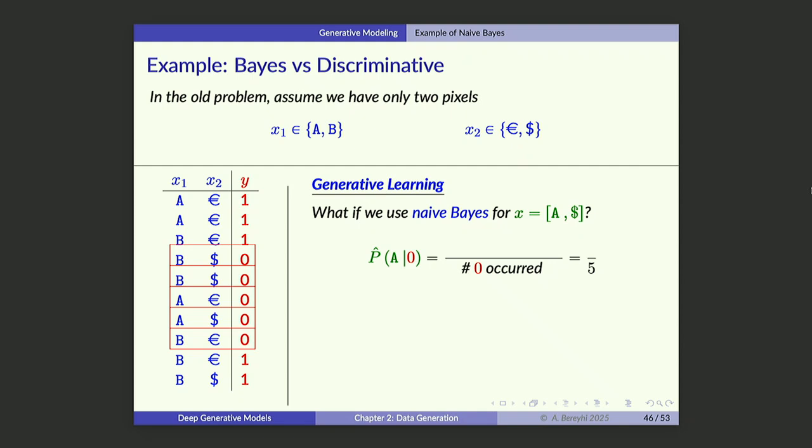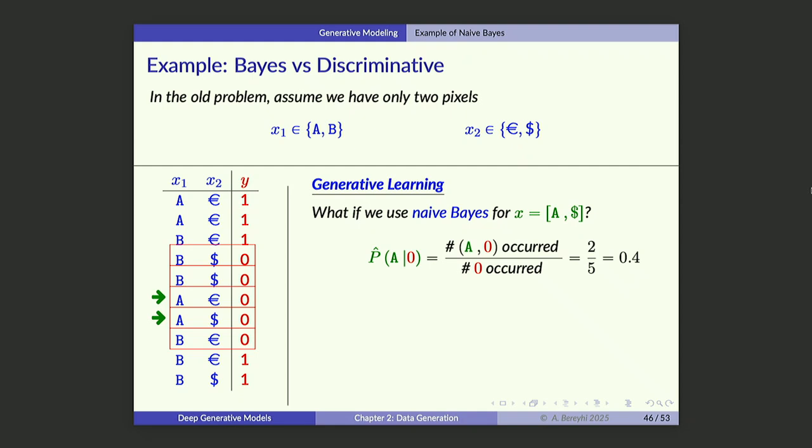What about A given 0? What is the probability of A given label 0? So again, I'm going to look at all samples with label 0. I'm going to again count the number of them with X1 being A, which is 2 of them, right? And then it's going to be again 0.4, right? So P of A given 0 is 0.4.